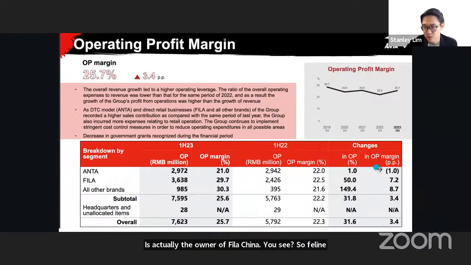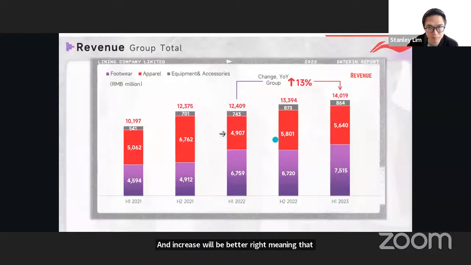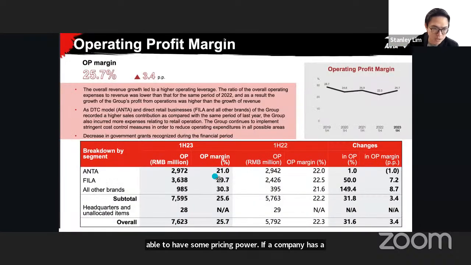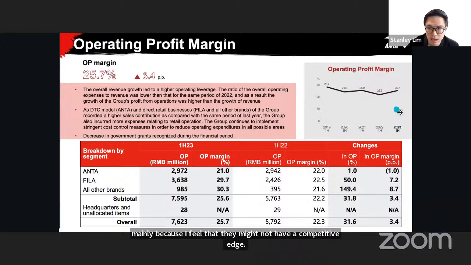And their profit margin in terms of all the different brands and businesses. We want to see that the profit margins stay roughly the same, and an increase will be better, right? Meaning that they are able to have some pricing power. If a company has a constant margin of single digit, 2-3%, it's very hard for me to get excited about this company, mainly because I feel that they might not have a competitive edge, and what they are selling is just fighting on price, and that's a problem.